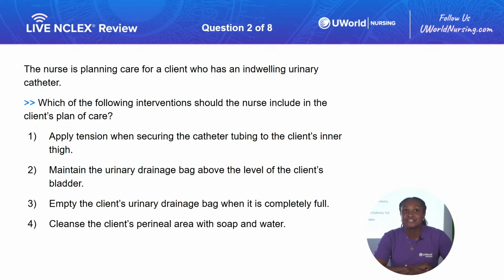Next question. The nurse is planning care for a client who has an indwelling urinary catheter. Which of the following interventions should the nurse include in the client's plan of care? Option 1, applying tension when securing the catheter tubing to the client's inner thigh? Option 2, maintaining the urinary drainage bag above the level of the client's bladder? Option 3, emptying the client's urinary drainage bag when it's completely full? And option 4, cleansing the client's perineal area with soap and water? Let me know what you guys think.